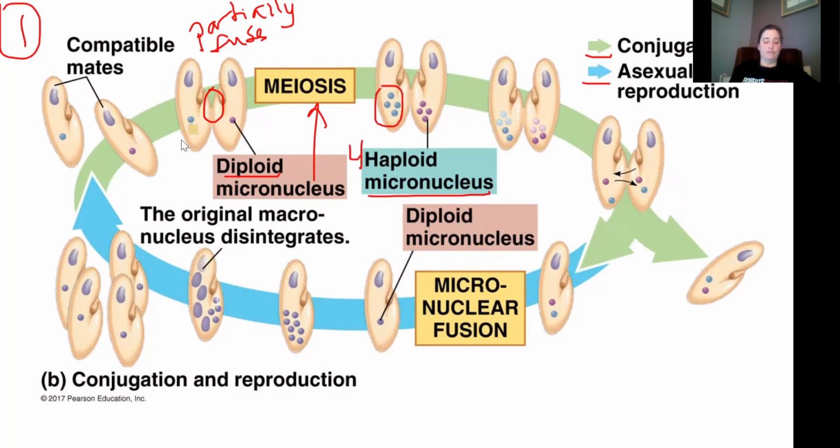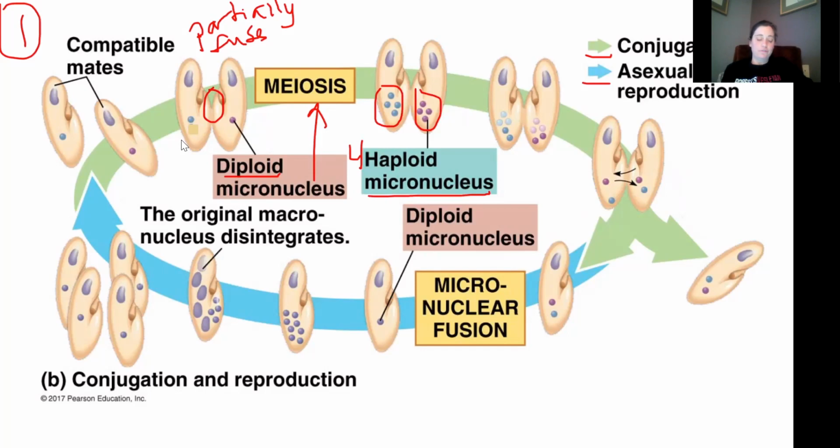Okay? So they're partially fused, but no exchange of anything has happened. It's just that the fusion triggers meiosis to happen. So now we have 4 haploid micronuclei. 3 of those are going to disintegrate.